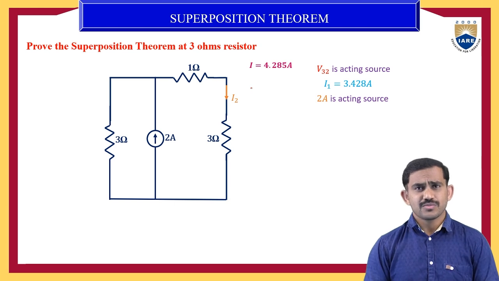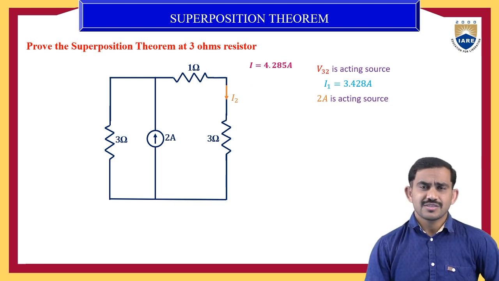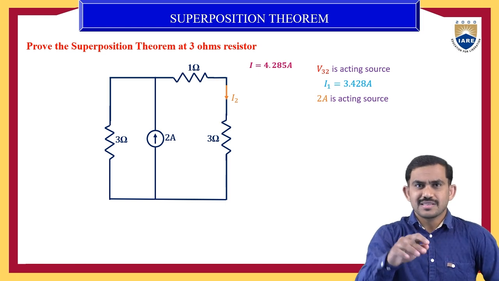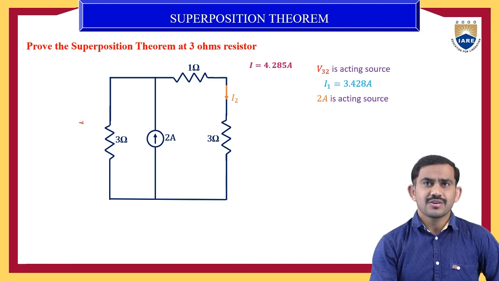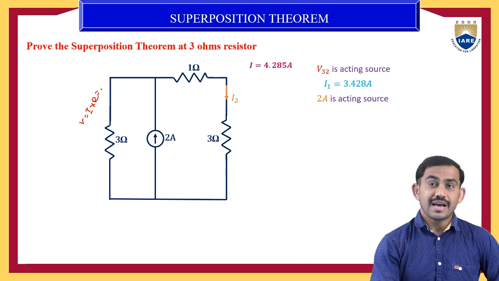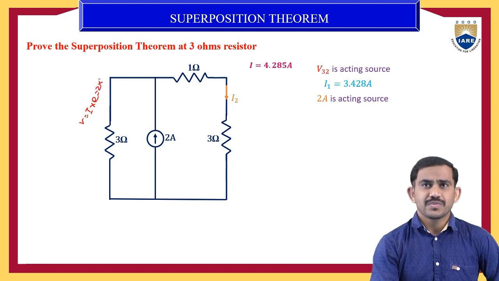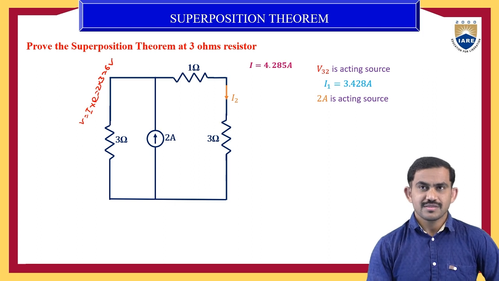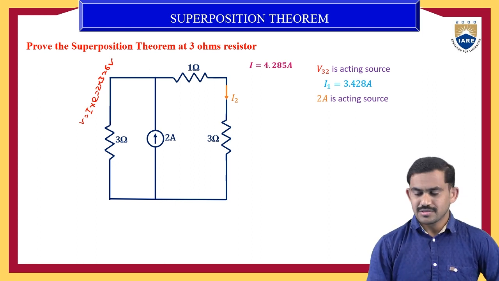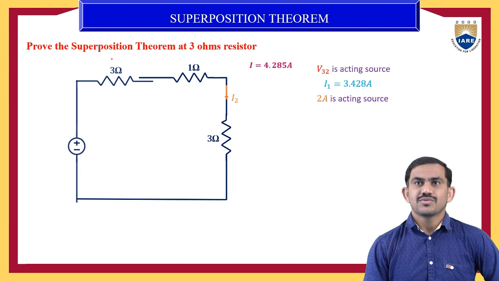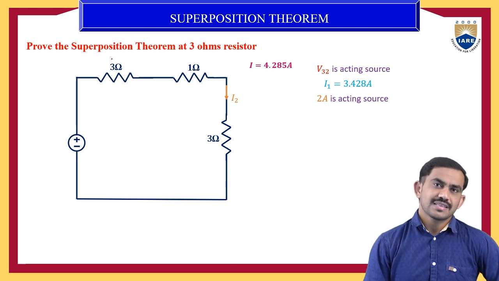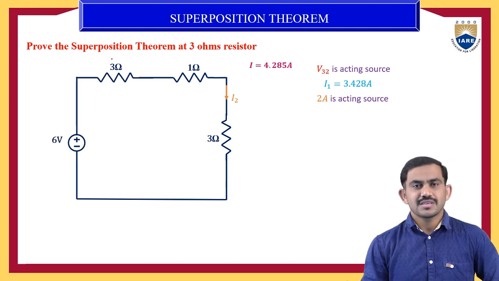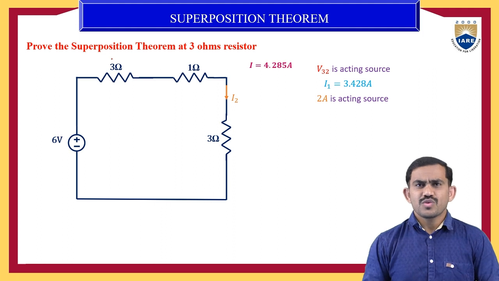But again I want to use source transformation. A current source in parallel with a resistor can be converted to a voltage source in series with the same resistor. So what is the voltage value now? I into R, where I is 2 and the resistor is 3, so we get 6 volts. So the same circuit is converted to a voltage source of 6 volts in series with the same resistor. Now we have only one loop.